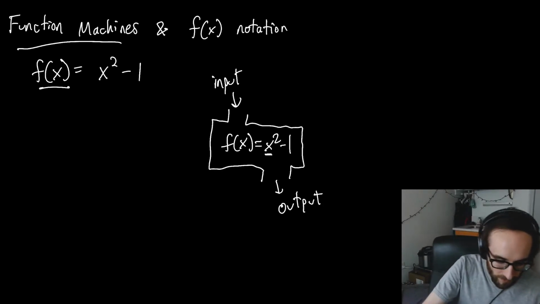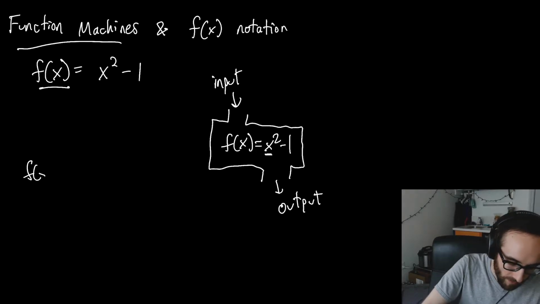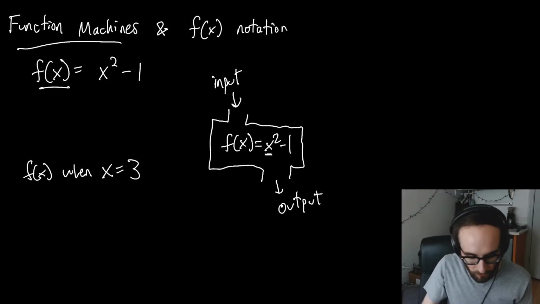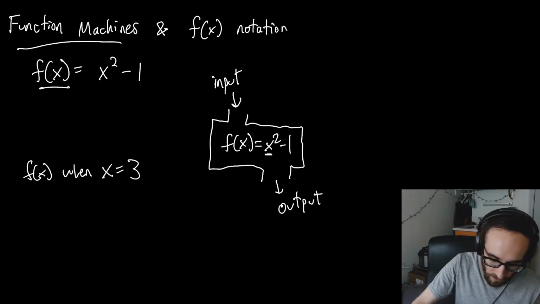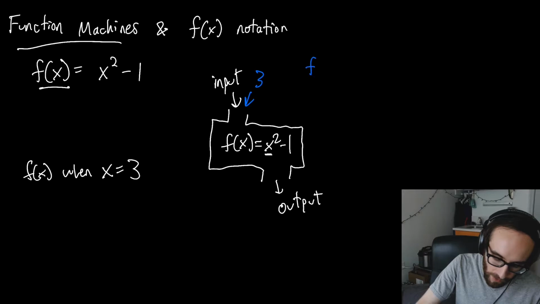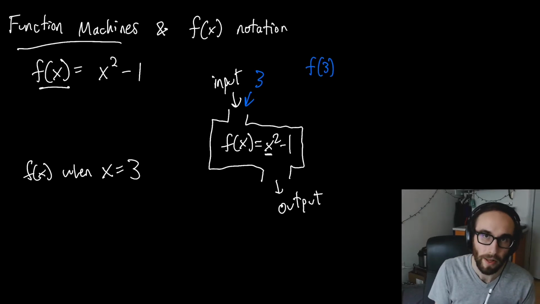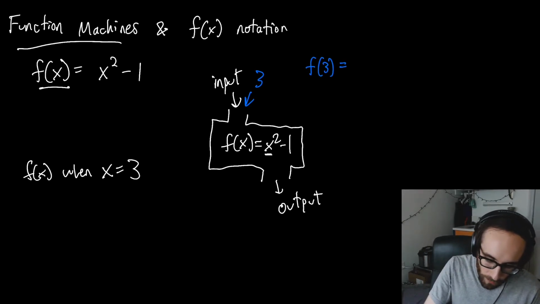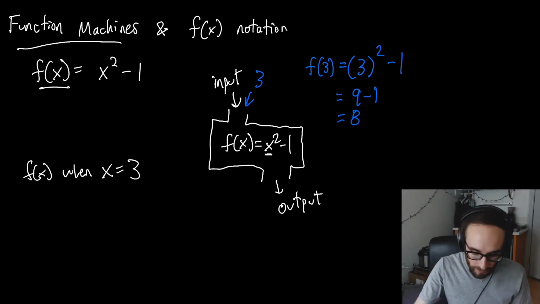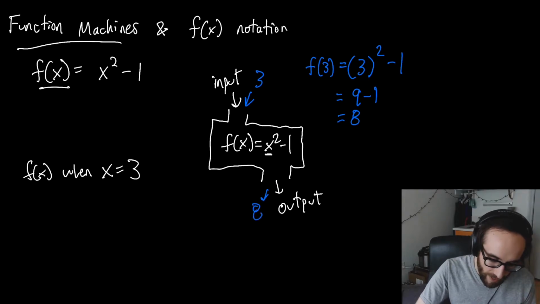So one example is, let's find f of x when x is equal to 3. So in this case, 3 is going to be our input. We input 3. It goes through our machine to calculate what f of 3 is equal to, or what f of x is equal to when we input 3. We would replace x with 3. So 3 squared minus 1. So 9 minus 1, which gives us 8. So our output in this case is 8.